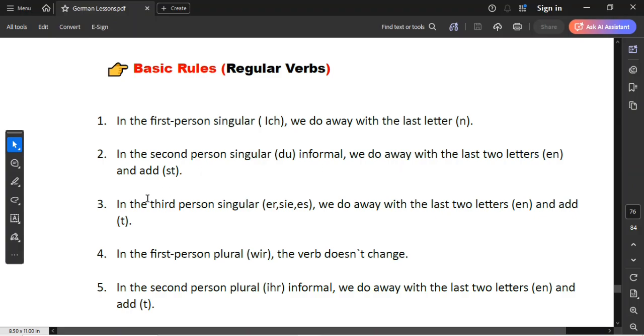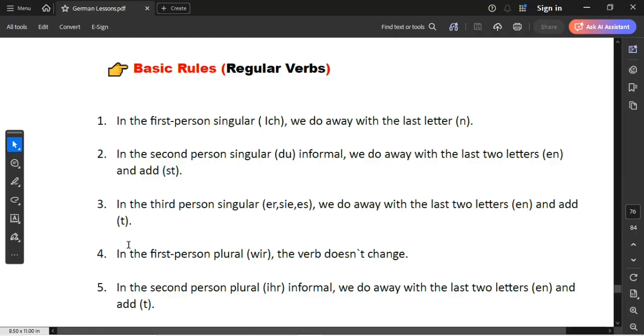That is for du. Now, rule number 3, the third person singular, that is er, sie, es. Remember, er means he, sie means she, es means it. We do away with the last two letters, just like we did for du, that is en, and we add t. For du, we were adding st, but when we come to the third person singular, we still do away with the last two letters, but we add only t.